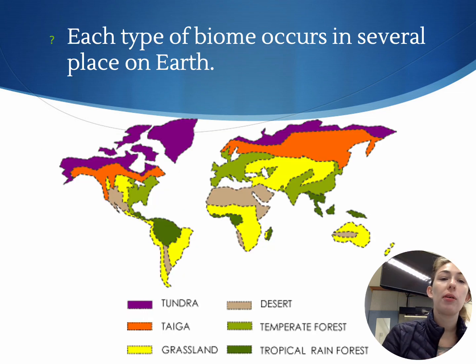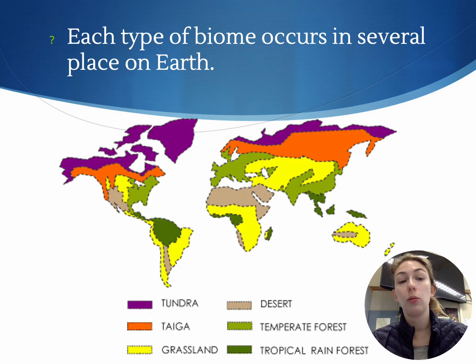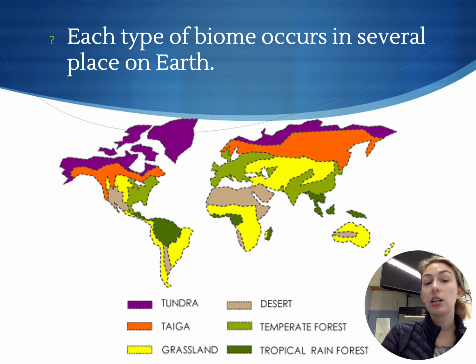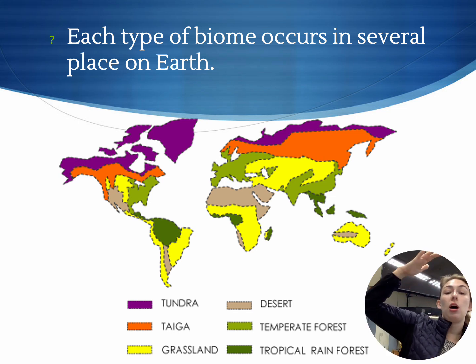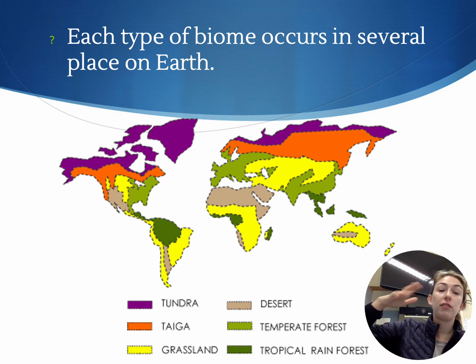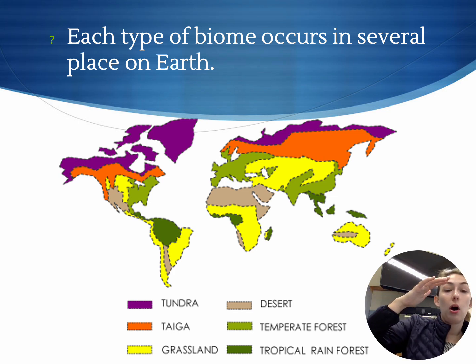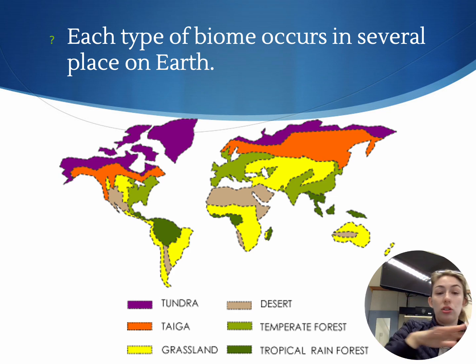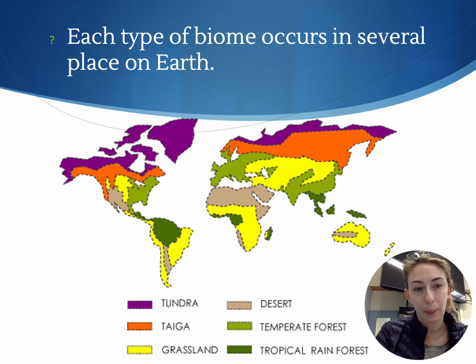Now, each type of these biomes occurs in multiple places on Earth. Remember, tundras are going to be super cold, so they're going to be towards the top. We're going to get slightly warmer, still pretty cold. It's going to be that taiga. Then we're going to go into our temperate or coniferous forests, to our grasslands, then our desert, and then our tropical rainforests usually are going to be more towards the equator.